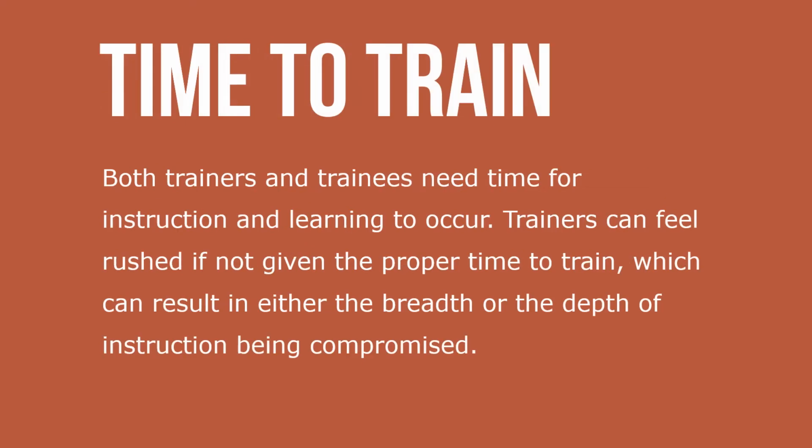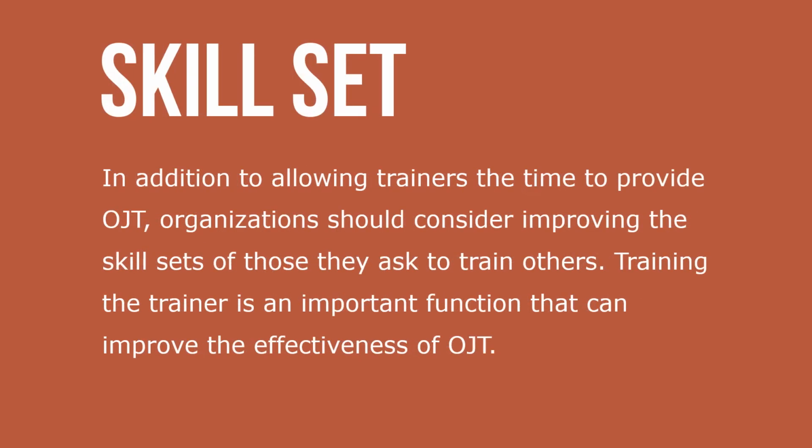Both trainers and trainees need time for instruction and learning to occur. Trainers can feel rushed if not given the proper time to train, which can result in either the breadth or depth of instruction being compromised. In addition to allowing trainers the time to provide on-the-job training, organizations should consider improving the skill sets of those they ask to train others. Training the trainer is an important function that can improve the effectiveness of OJT.